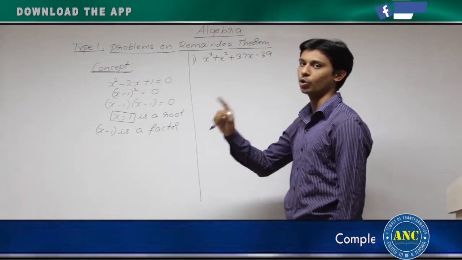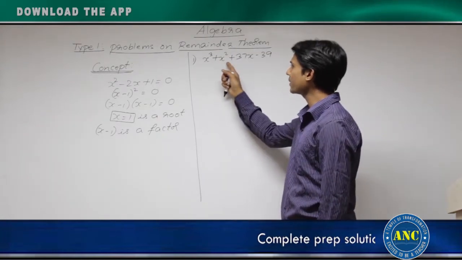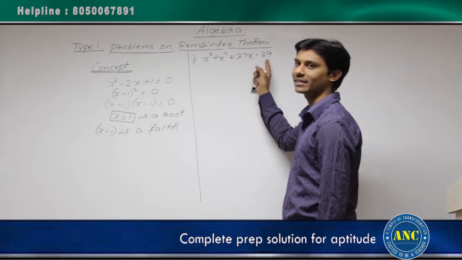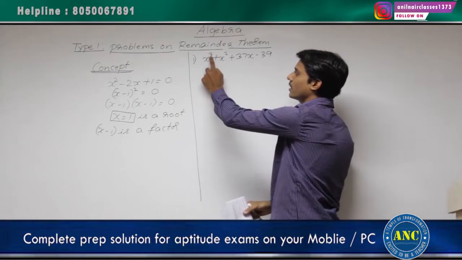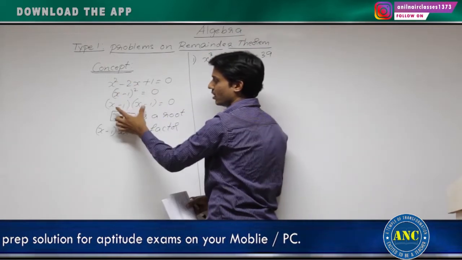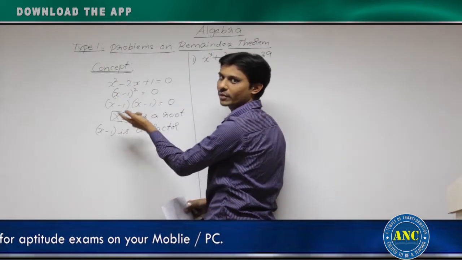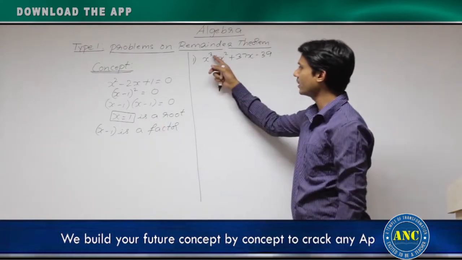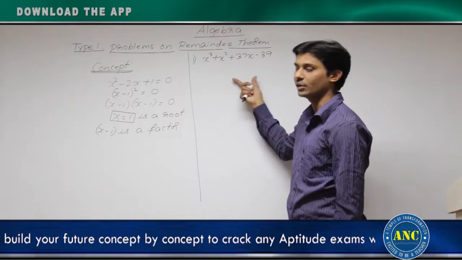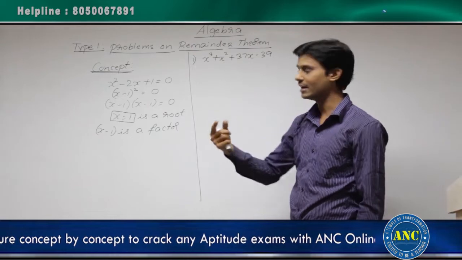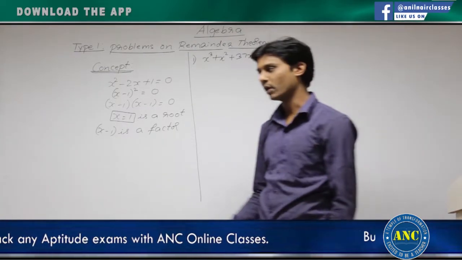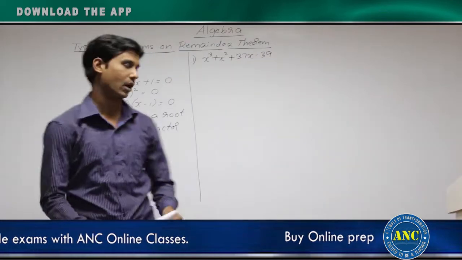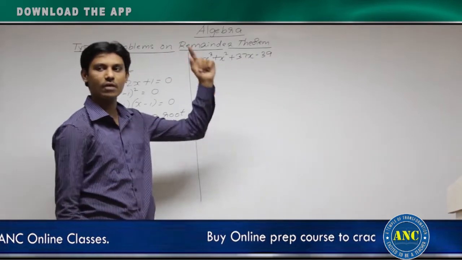Similarly, one way of solving x cube plus x square plus 37x minus 39 is to factorize it. Because the earlier one was a quadratic expression, you got two roots and both were equal. But because this is a cubic expression, you will get 3 roots, or 3 factors. That means you need to factorize it, then you will get the factors. That is one way of solving. How to factorize the cubic expression we will see after some time.